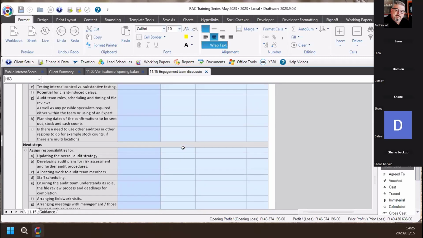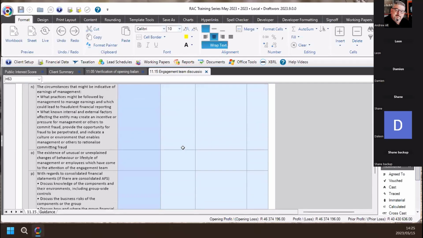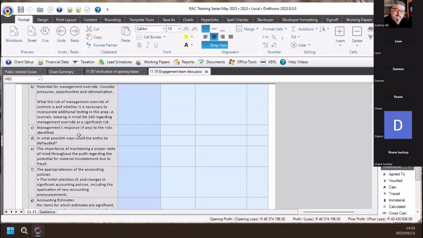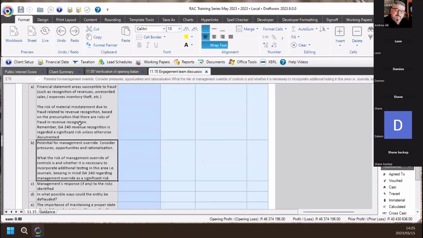Just want to scroll through slowly. The one keyword that I'm looking for is fraud. So here we are talking about potential management override of controls from ISA 315. Here's my revenue recognition, management's response to any risks that have been identified in these areas. In what ways possible could the entity be defrauded?